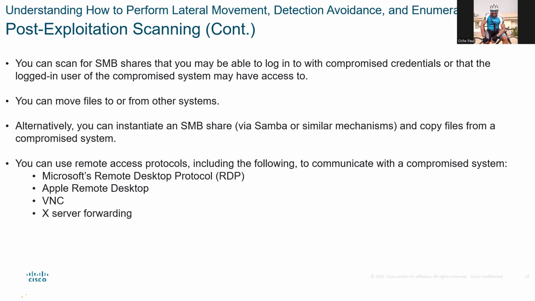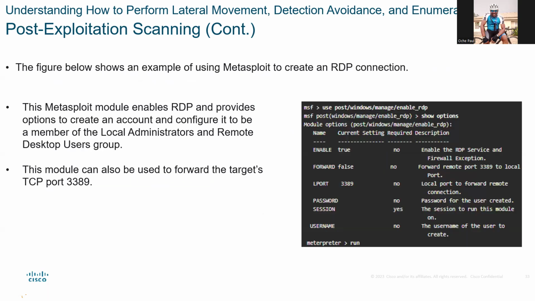We're checking your system. Let's check. Oh yeah, then they could drop something in there. It's a feature that is embedded in Microsoft systems, but it's a huge compromise. The figure below shows an example of using Metasploit to create a remote desktop. It provides the option to create an account and configure it to be a member of the local administrators and remote desktop user group. It is available on port 3389.